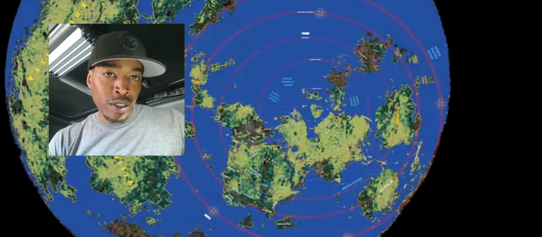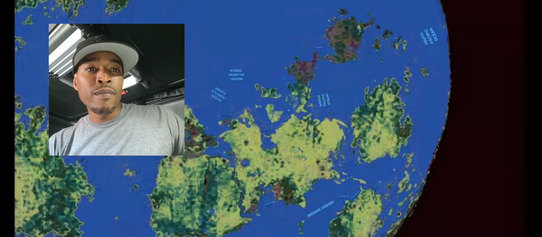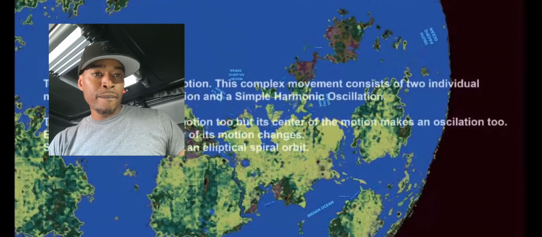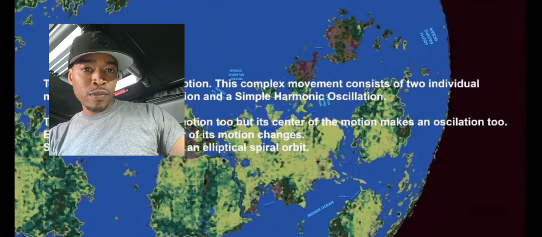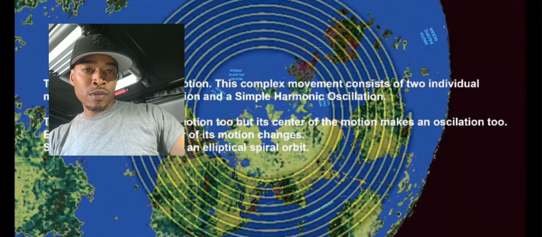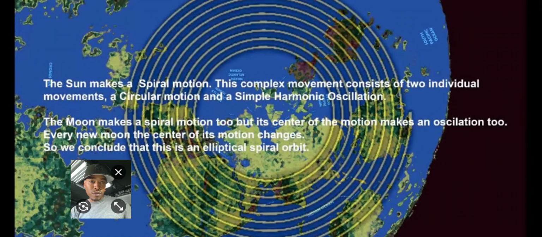Motions of sun and moon. The sun makes a spiral motion. This complex movement consists of 2 individual movements, a circular motion and a simple harmonic oscillation. The moon makes a spiral motion too, but its center of the motion makes an oscillation too.